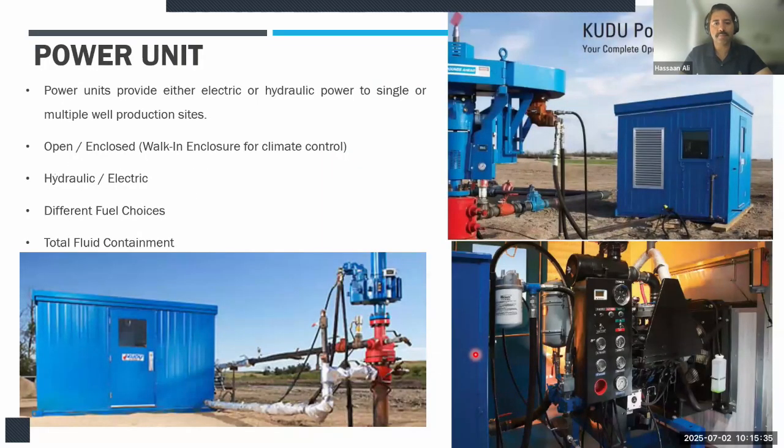Let's talk about power unit. Power unit is essentially like a genset or a hydraulic motor, which will provide electrical power or hydraulic power. It can be enclosed or it can be in a shack. And you have different kinds of fuel choices. You can have propane. You can use the wellhead gas with the use of a scrubber, and it is a fully contained unit, which can be enclosed or not enclosed.